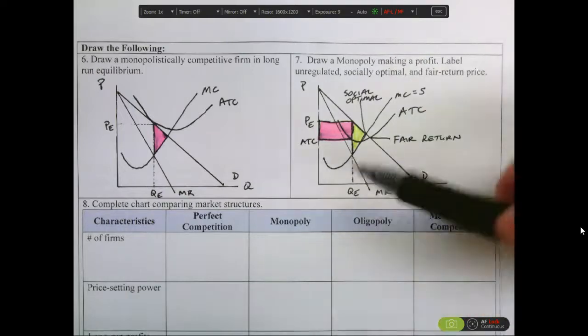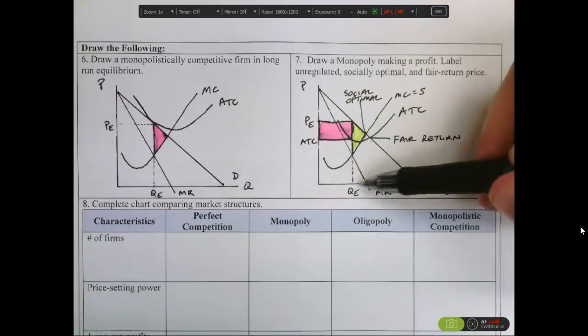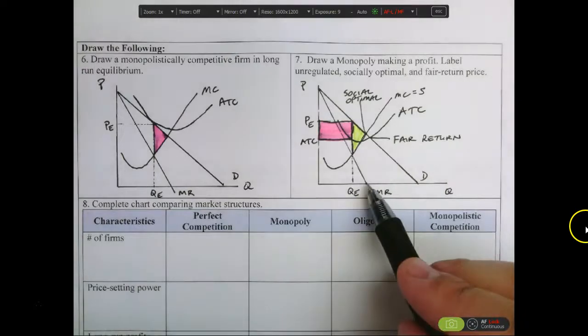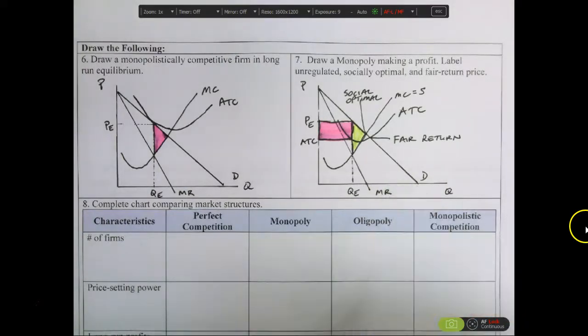That also means then that this portion of the demand curve that covers these quantities would be in the elastic range, and everything beyond that would be in the inelastic range of the demand curve.